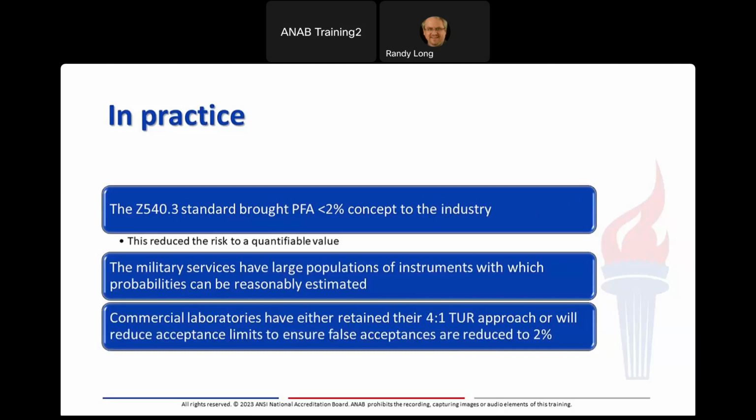The Z540.3 standard brought a PFA under 2% concept to industry. And this reduced the risk to a quantifiable value rather than just a percentage of the tolerance. The military services have large populations of instruments in which probabilities can reasonably be estimated. Military services and NASA in particular were proponents of this 2% PFA concept. Commercial laboratories have either retained their 4-to-1 TUR approach or reduced acceptance limits to ensure false acceptance is reduced to 2%. The problem with estimating probabilities of 2% in a commercial calibration laboratory is they have very small populations. Estimating probability on equipment that they don't particularly own or know anything about is problematic because it's not a real good population.